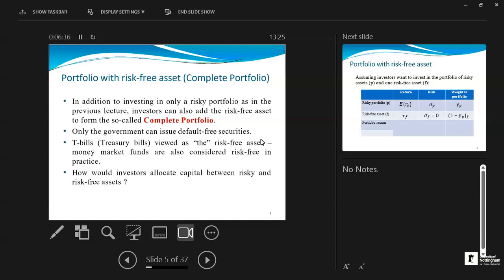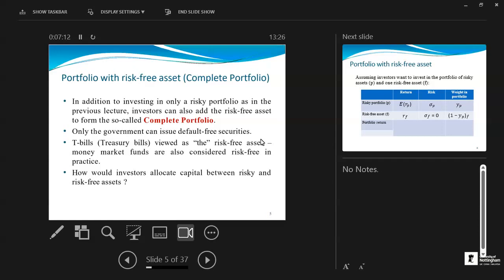Well, what are risk-free assets? Do we have risk-free assets? Yes? No? Who is saying yes? Anybody? Yes, good, very good. Which is a risk-free asset? Treasury bills. Treasury bills are treated as risk-free assets. These are not truly risk-free, but these are close to risk-free.